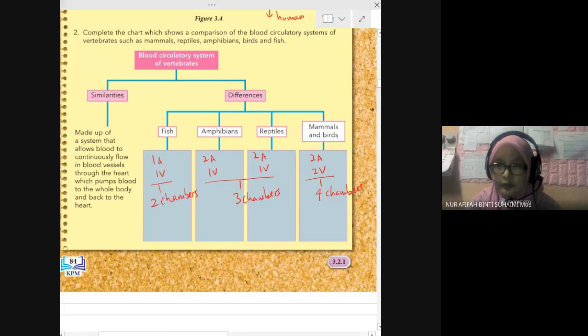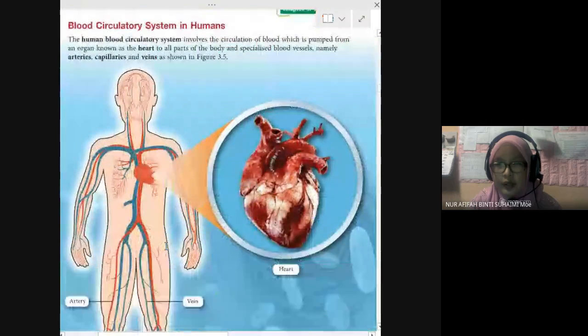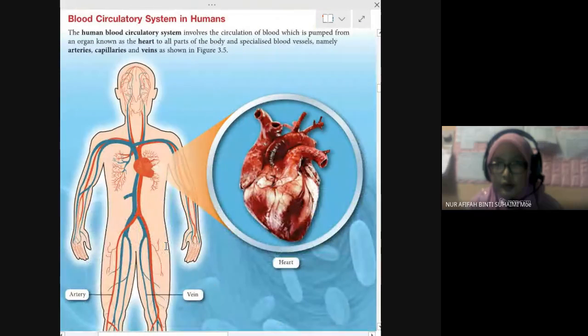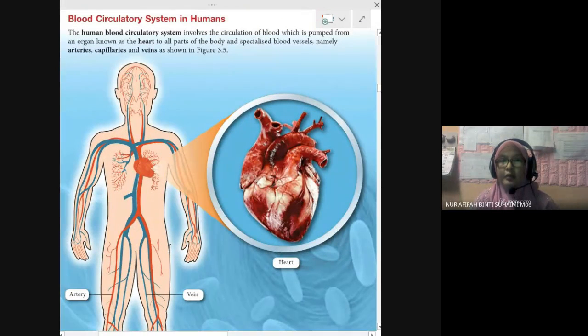Okay. Can you remember this one? Ni tak susah ni. Remember fish and mammals and birds. Birds and mammals are the same. Fish 1-1, mammals 2-2. And the rest, amphibian and reptiles, 2-1. Okay. Now we go to the blood circulatory system in human.